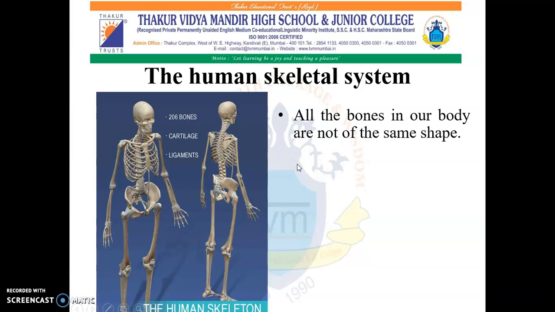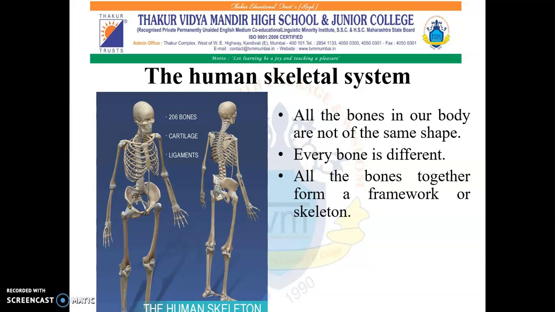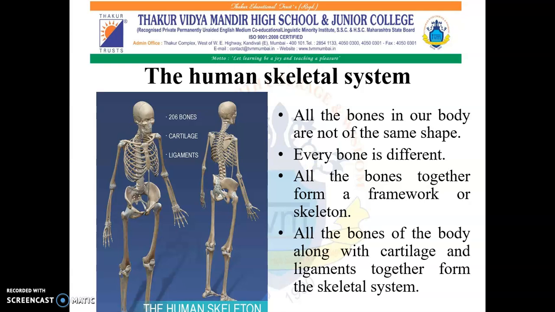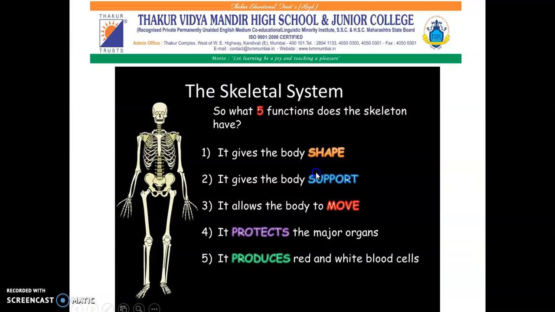All the bones in our body are not of the same shape. Every bone is different. All the bones together form a framework or skeleton. All the bones of the body along with the cartilage and ligaments together form the skeletal system. We will understand bones, cartilage and ligament in detail in the coming slides. First, let us see the function of skeletal system.